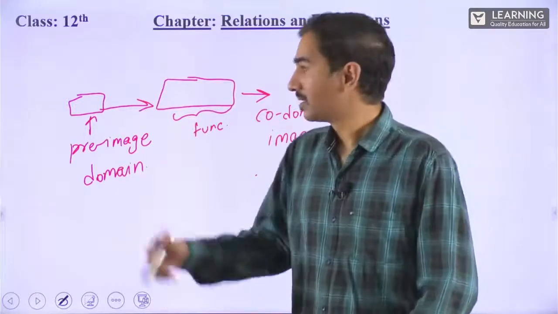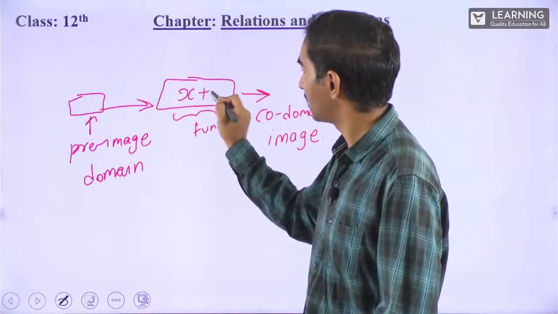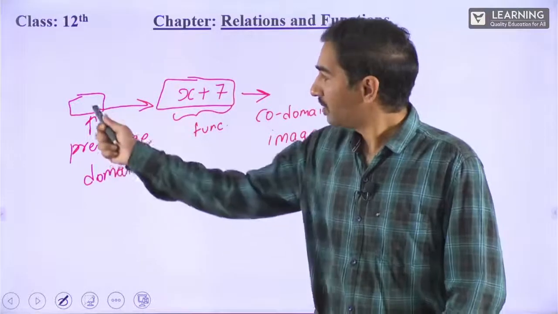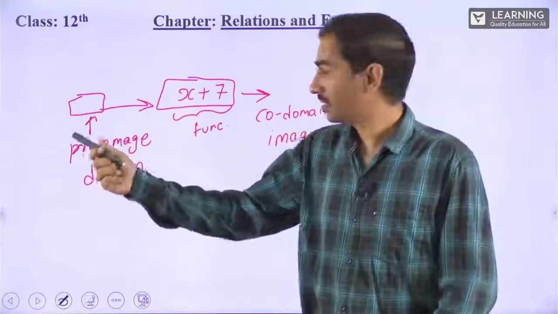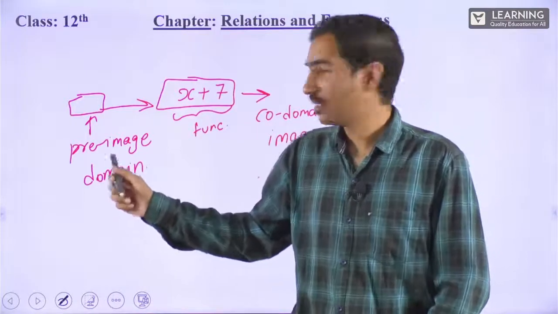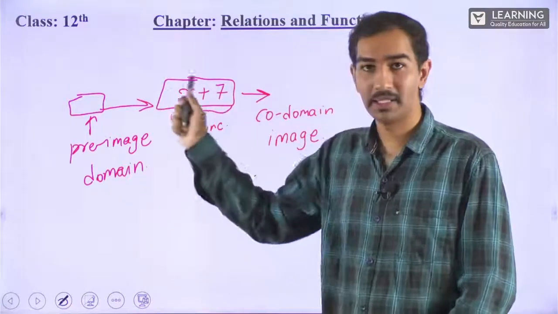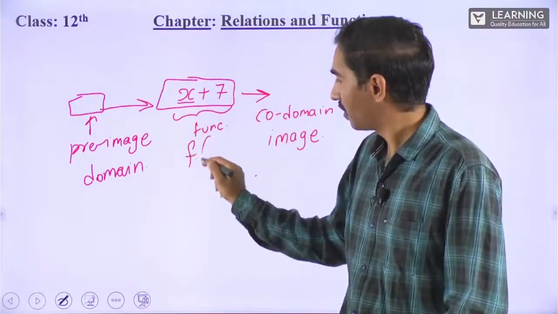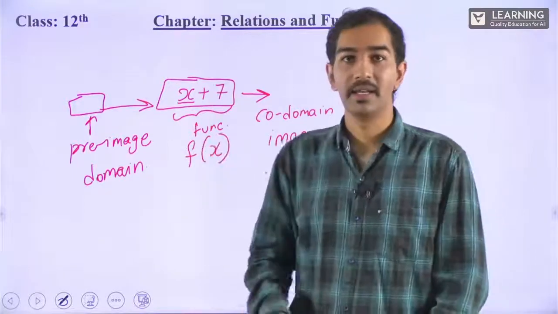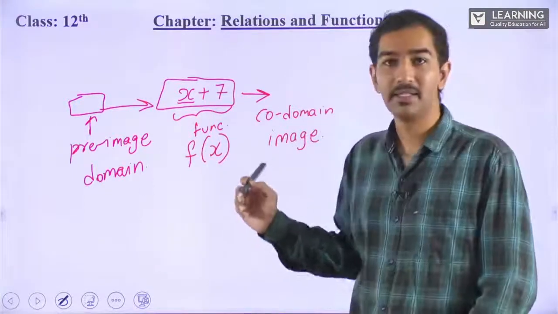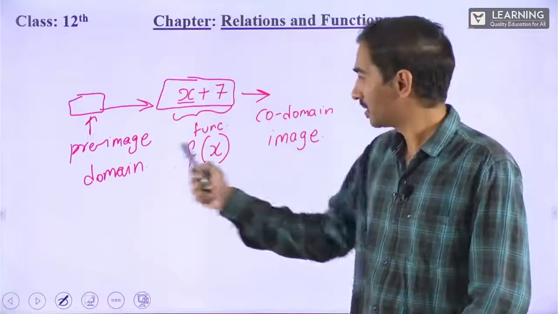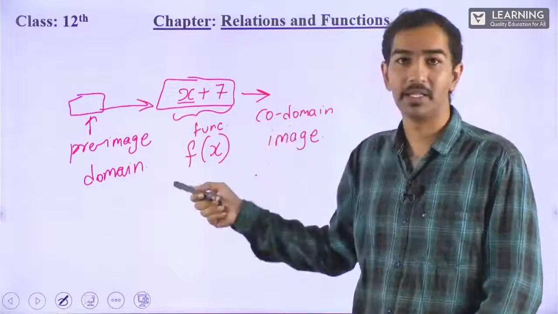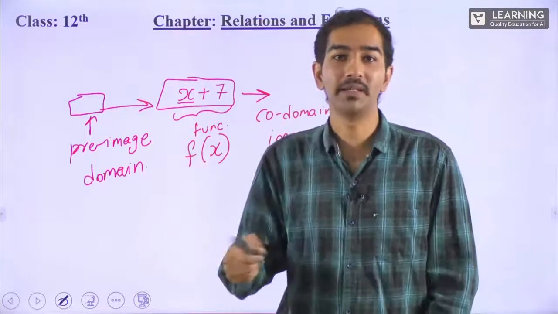So now understand. We'll write the same function, x plus 7. Whatever values you're inputting here, what are those called? Those are called the pre-image or domain. Whatever process is happening here is a function of x. How is it denoted? F of x, like this. And whatever output we are getting here is called the codomain or image. Pre-image, image. Domain, codomain, and function. So this is the special thing about the function.